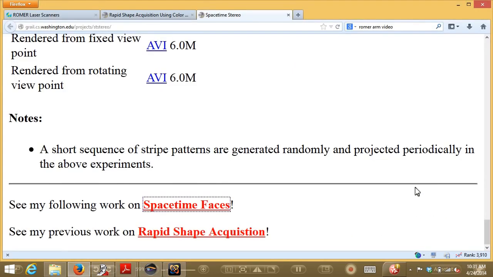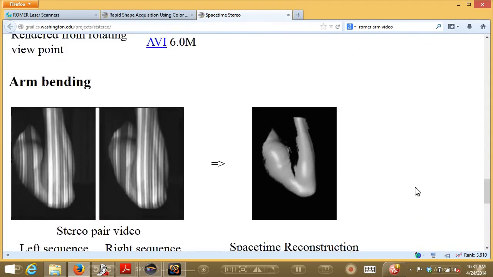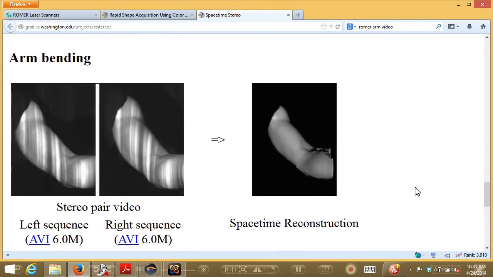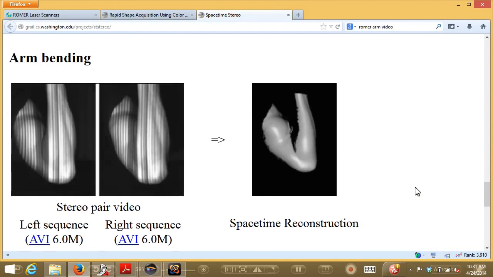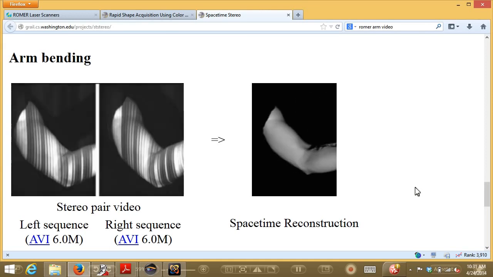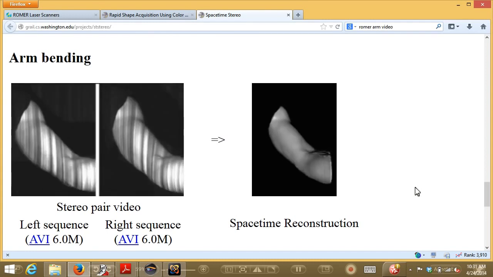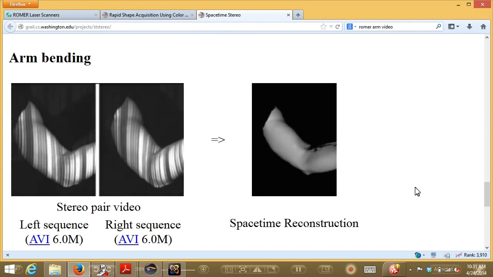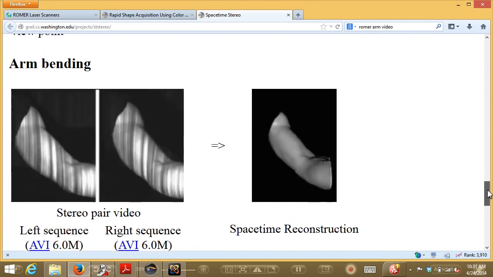This is the work of Li Zhang back at the University of Washington. Here we can see you've got a pair of stereo cameras, and you've got this pattern of stripes being projected onto the object. Again, these stripe patterns are fundamentally random, because you don't really care what you're projecting. You just want to be able to get matches along the stripes. And so this is the kind of thing where you can get reconstruction from stereo.